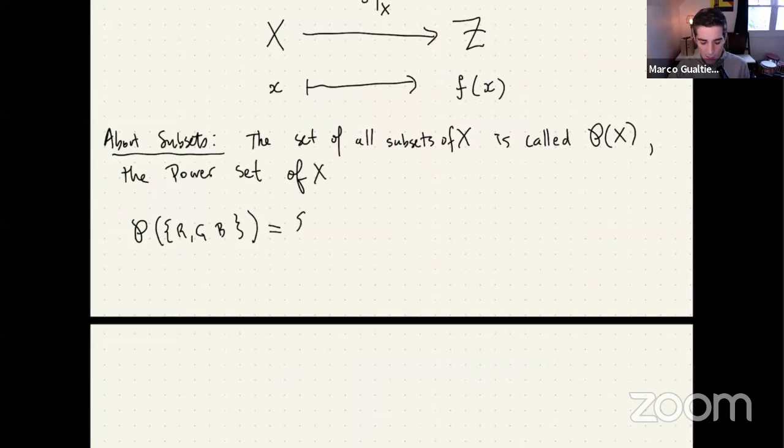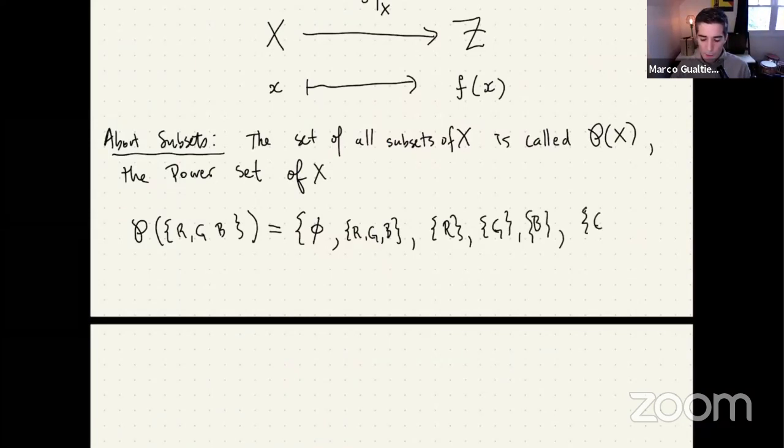The power set is a set, and what does it contain? It contains all possible subsets. So the simplest subsets are the empty set and the full set RGB. Those are the obvious subsets, which are the smallest and the biggest. But there's a lot of stuff in between. There's the sets that have only one thing in them, the subsets R, G, B, right? And then there's the pairs R and G, R and B, G and B.